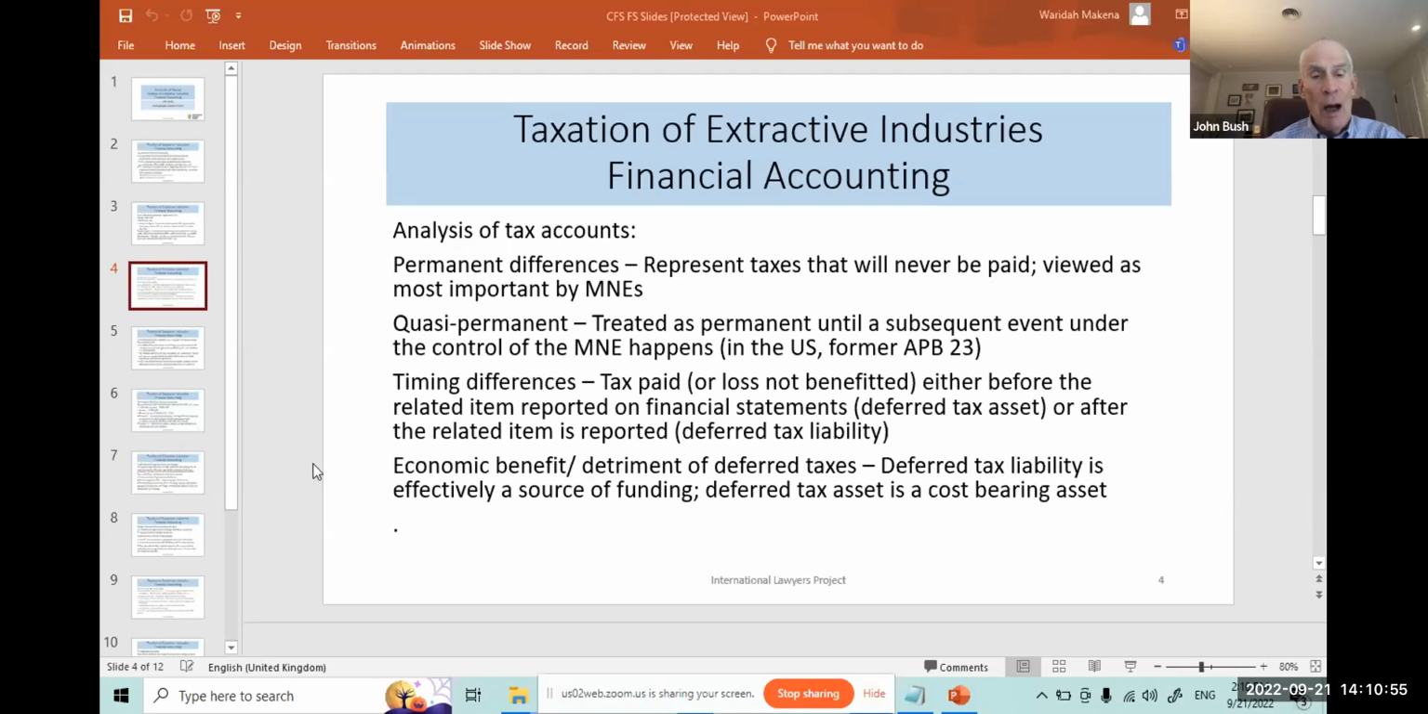There are a variety of other permanent differences, some kinds of tax credits. For example, many countries offer research type credits, and those credits also result in a permanent difference in that the taxes that would have otherwise been paid will never be paid. The next category I refer to as quasi-permanent. To be honest, that's not a term in the formal accounting literature, but it does apply in a few instances where the treatment of an item is permanent until the company does something different.